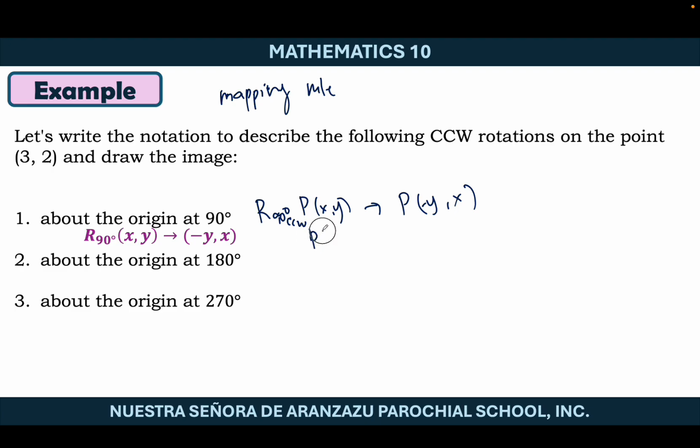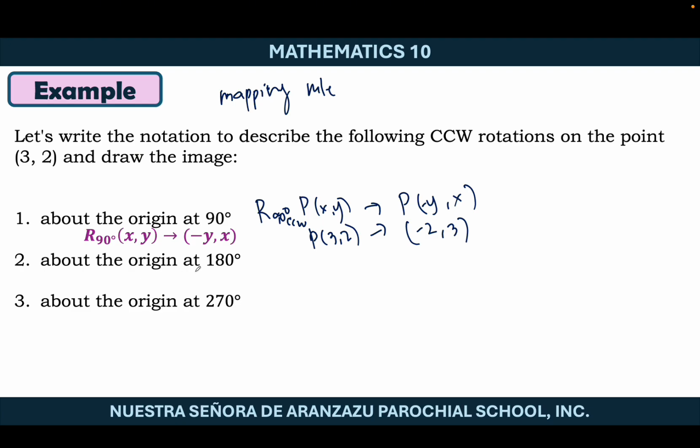So, yung given point natin na 3, 2, it becomes what? Negative 2, 3. Paano nangyari yon? So, switch their position. Pagpalitin mo, 2, 3. Then, palitin mo yung sign ni y. So, from positive 2, naging negative 2.